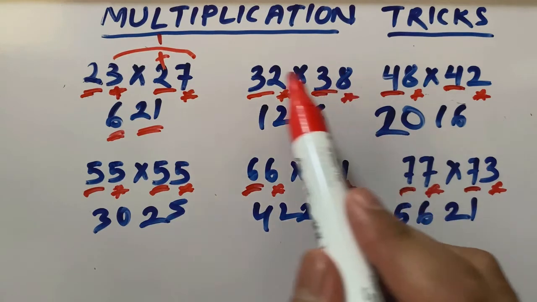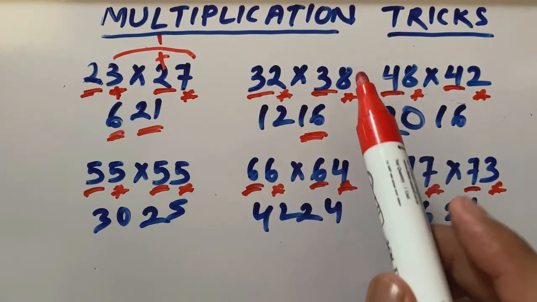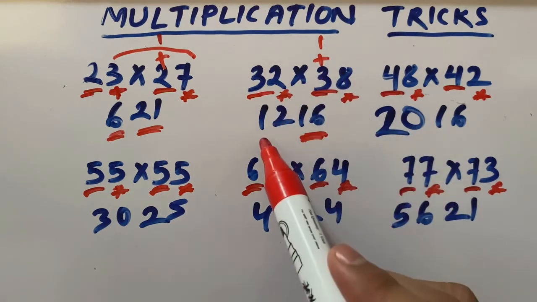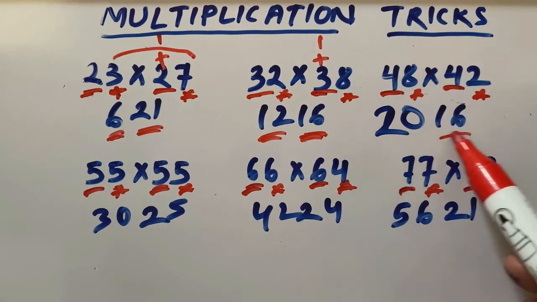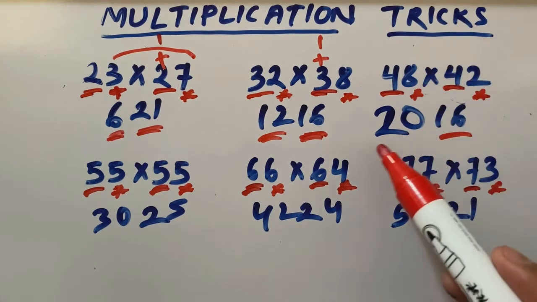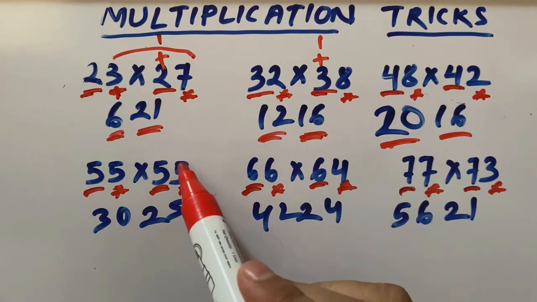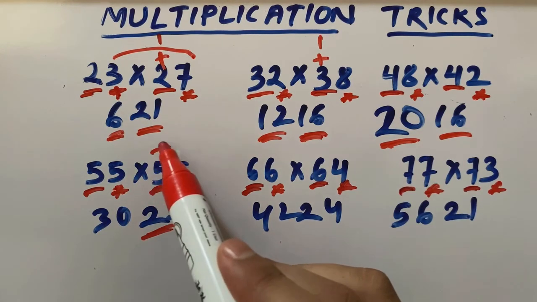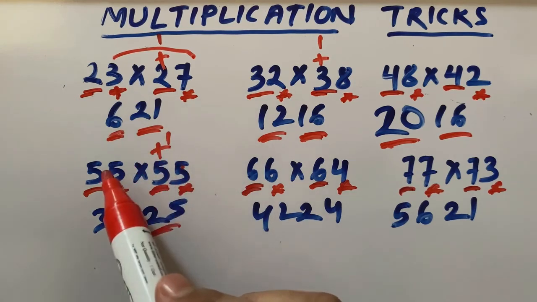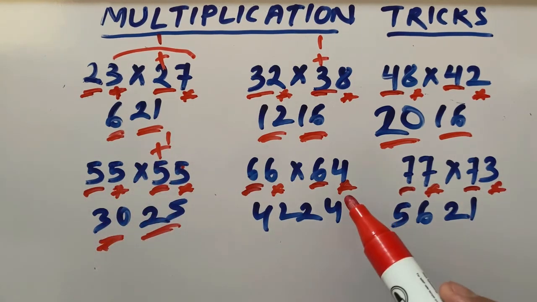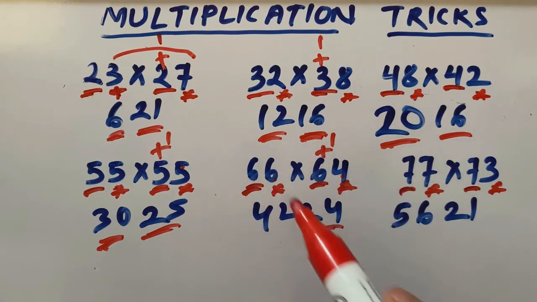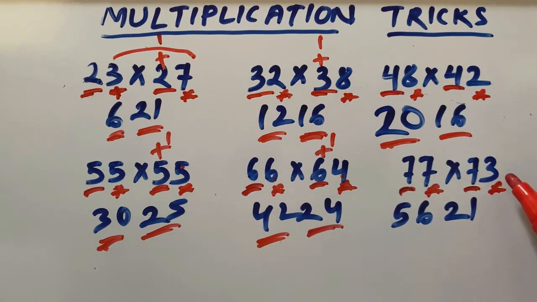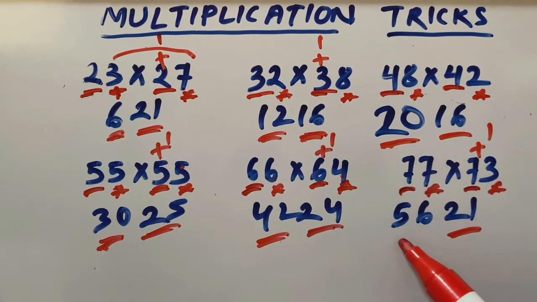Similarly here, 8 times 2 is 16, then 3 plus 1 is 4, 4 times 3 is 12. Then here, 2 times 8 is 16, then 4 plus 1 is 5, 5 times 4 is 20. Here also 5 times 5 is 25, then 5 plus 1 is 6, 6 times 5 is 30. Similarly here, 4 times 6 is 24, then 6 plus 1 is 7, 7 times 6 is 42. Then 3 times 7 is 21, then 7 plus 1 is 8, 8 times 7 is 56.